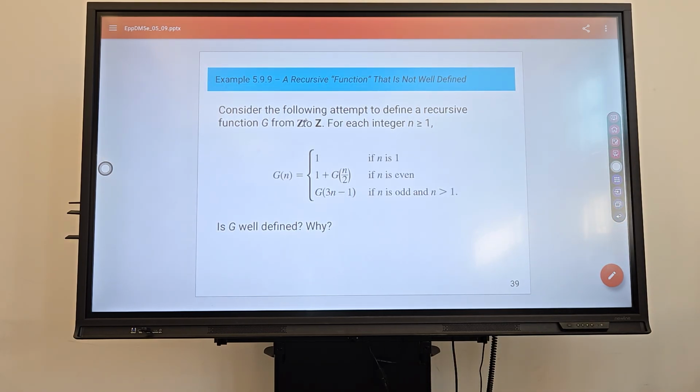Consider the following attempt to define a recursive function G from positive integers to integers for each integer n greater than or equal to 1. G of n equals 1 if n is 1. G of n equals 1 plus G of n over 2 if n is even. And G of n equals G of 3n minus 1 if n is odd and n is greater than 1. Is G well defined?